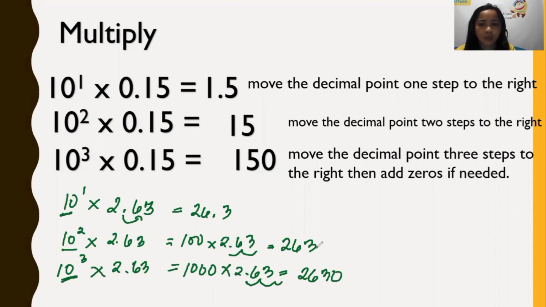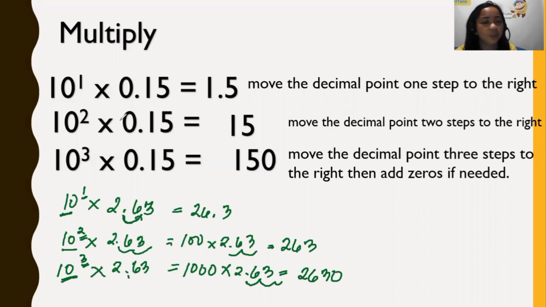So ito yung isa sa mga technique. Kung ano yung exponent, yun yung bilang ng kung ilang move ang gagawin mo. Katulad nito, exponent niya 1, isang move lang. Exponent niya 2, dalawang move papunta sa right. Exponent niya 3, tatlong move papunta sa right.